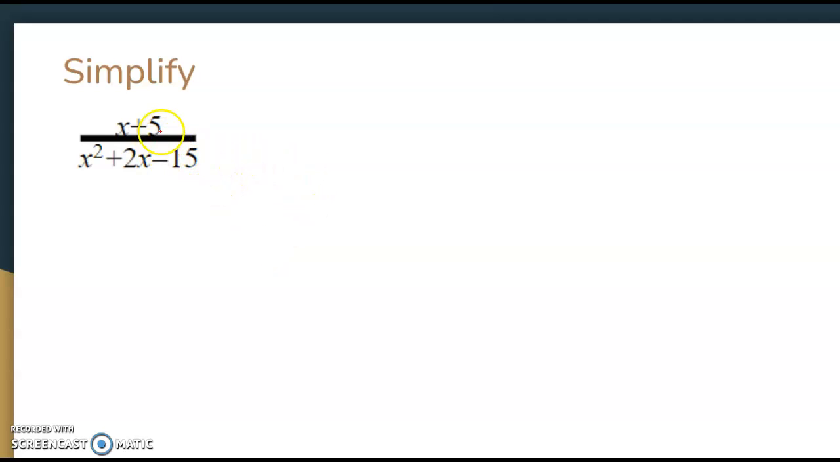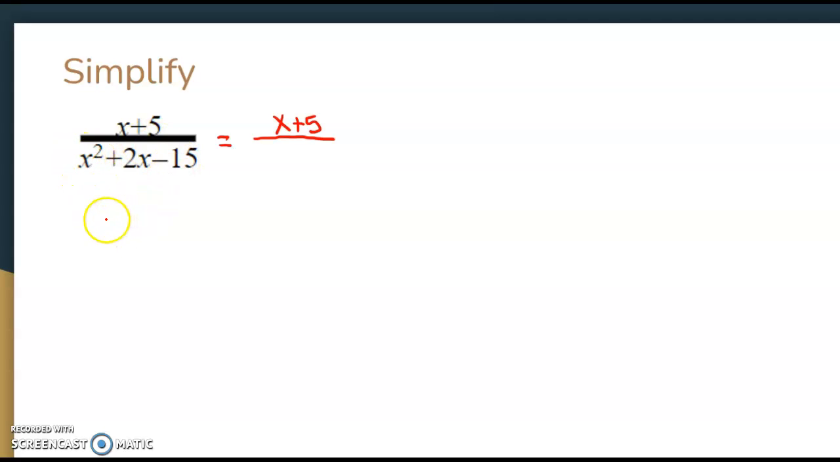So say I want to simplify x plus 5 over x squared plus 2x minus 15. So I need to factor the numerator and the denominator. Okay, the numerator is already simplified into one binomial. So we're just going to leave that x plus 5. But let's look at our denominator here. I have x squared plus 2x minus 15. This is a trinomial. Let's see if we can factor it.